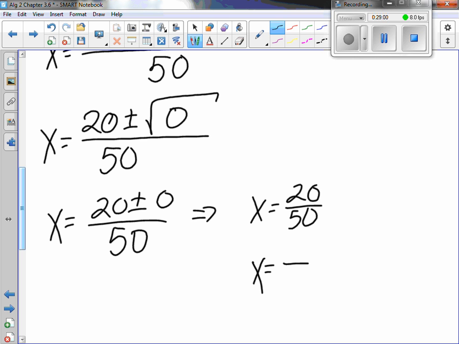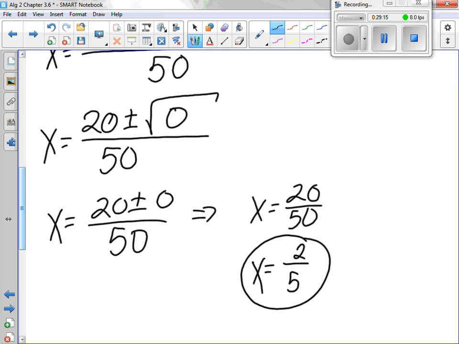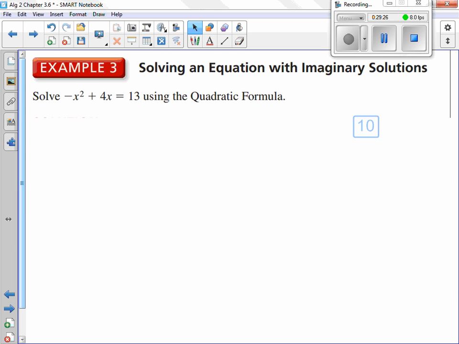Can I reduce 20 over 50? And we get this here. Questions on this here? Questions on this problem here? If we're good with this here, so we only got one answer. So far we've been getting 2, now we got 1. Let's look at this one here.